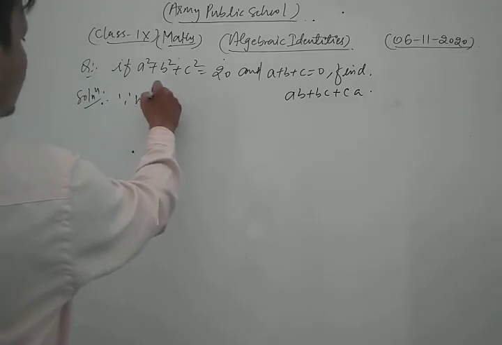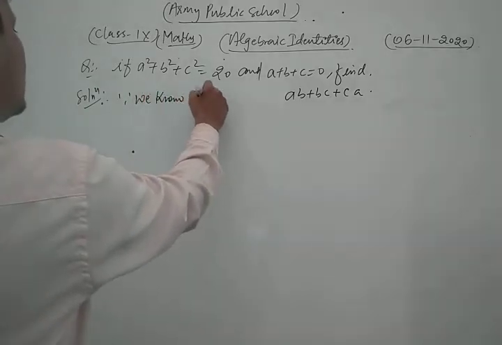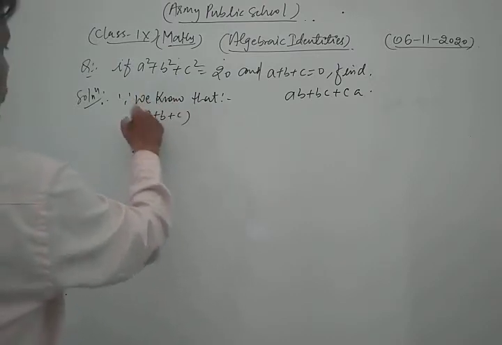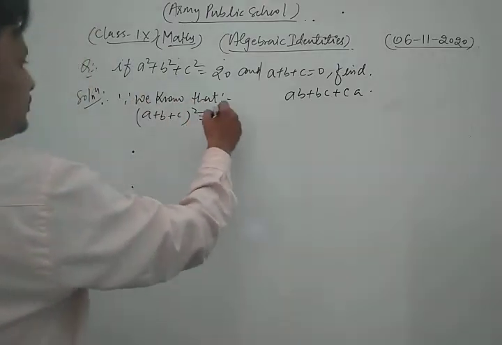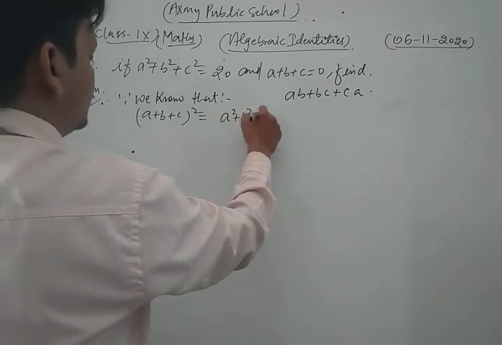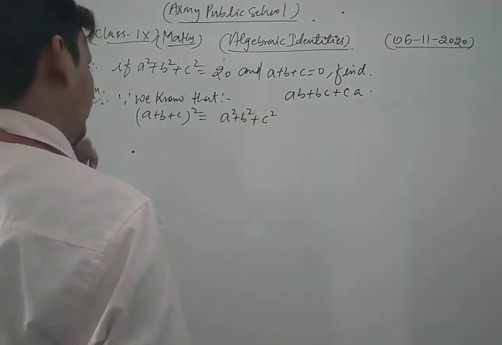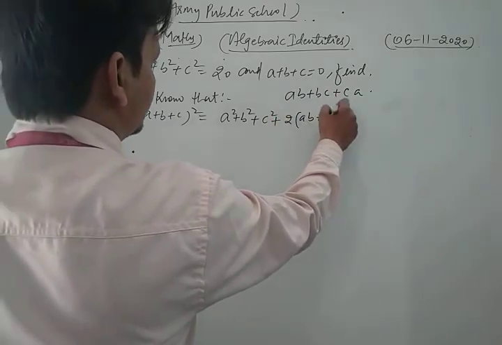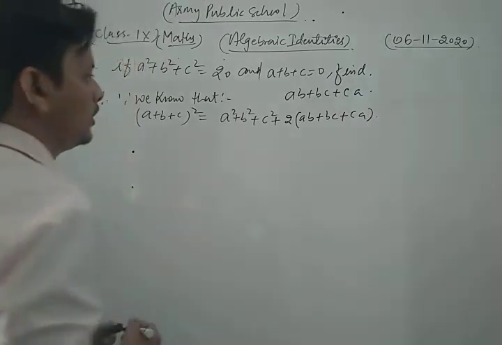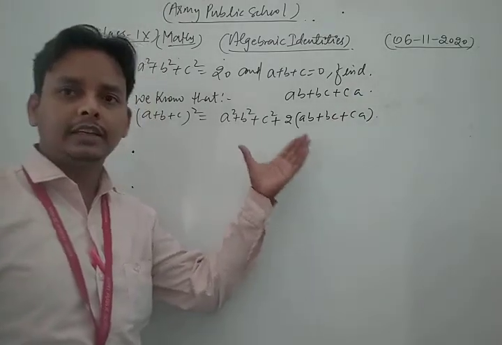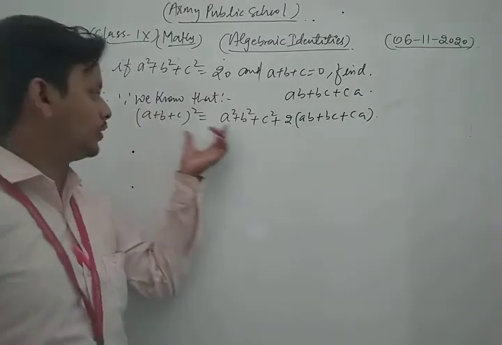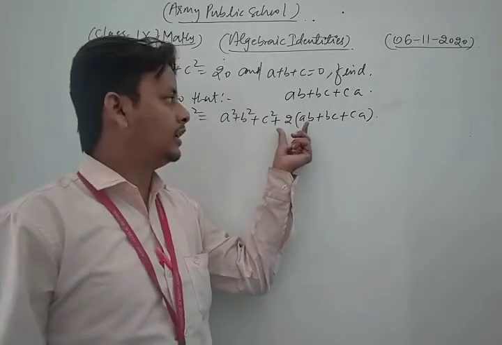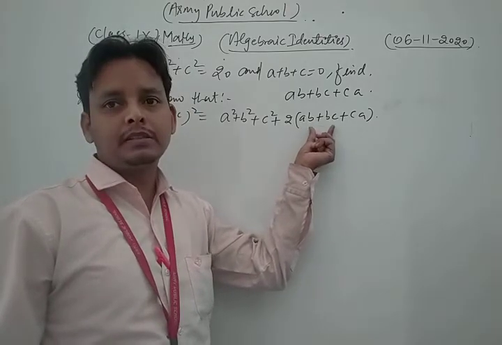Since we know that, dear student, a plus b plus c whole square is equal to a square plus b square plus c square plus 2 times (ab plus bc plus ca). Dear friends, we can write the identity in this way also: (a plus b plus c) whole square is equal to a square plus b square plus c square plus 2 times (ab plus bc plus ca).